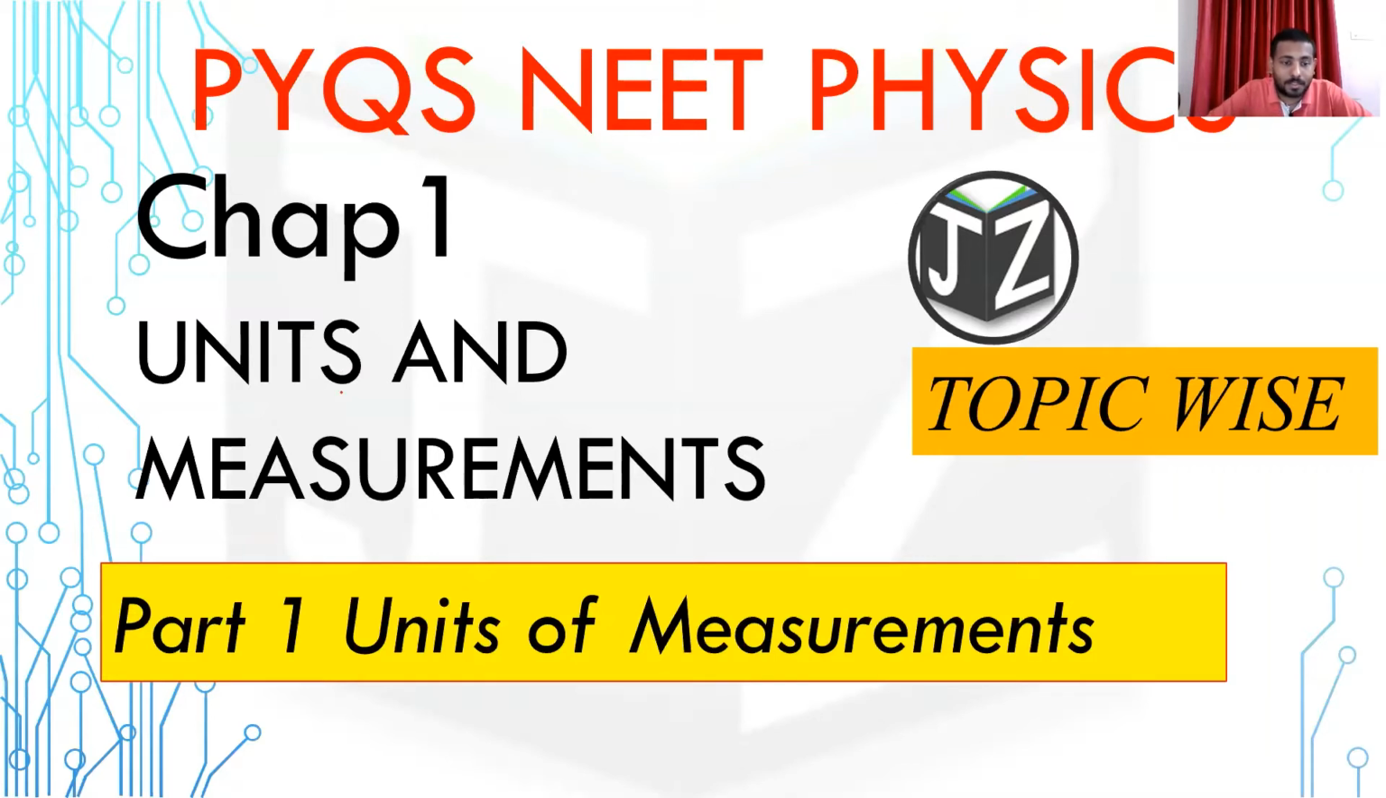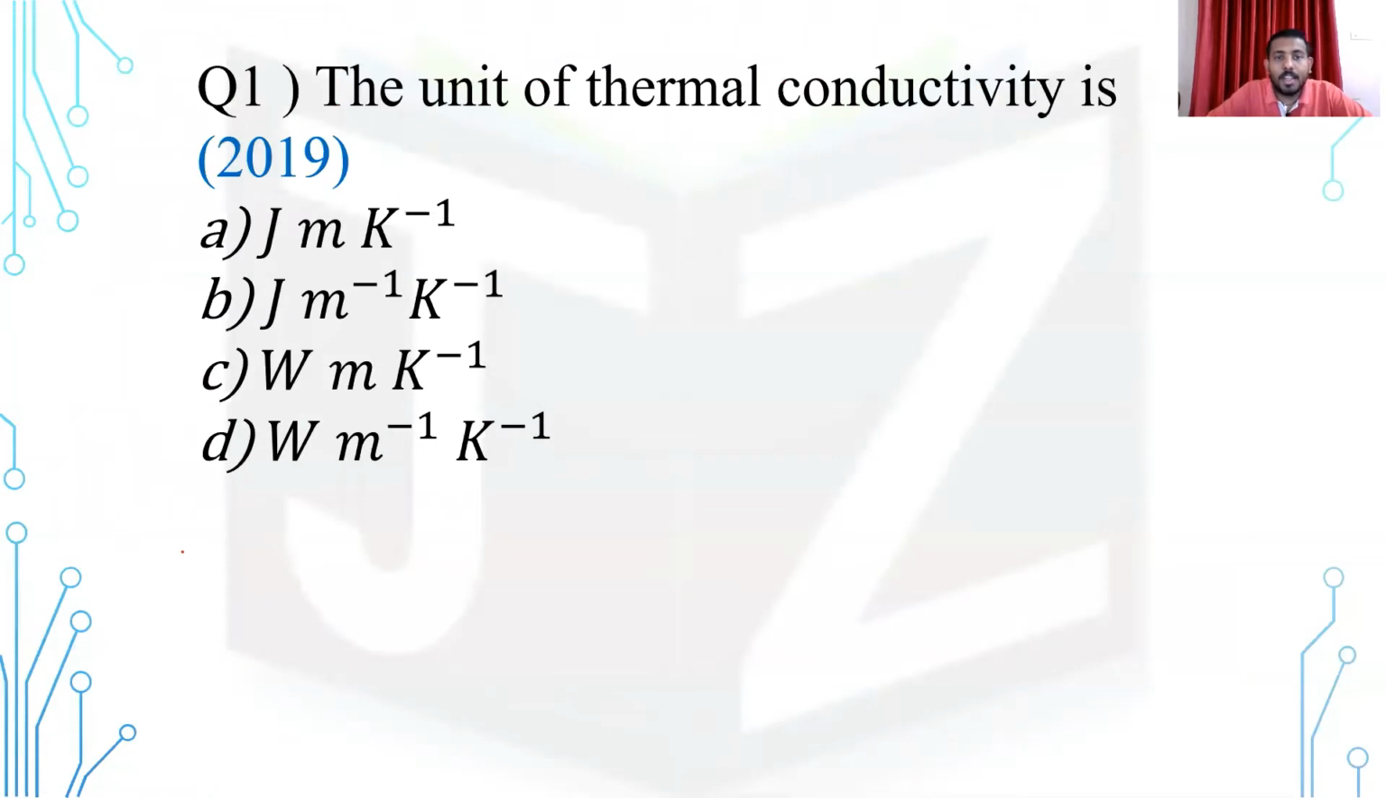So first of all, we can take the first question. The unit of thermal conductivity is. So we are asked to find the unit of thermal conductivity. And in this video, I'm not only going to say the answers, but I also try to explain the concepts to you so that you can understand the things in a better way. So if you are familiar with the concept, you can skip that portion and go to the solution part directly.